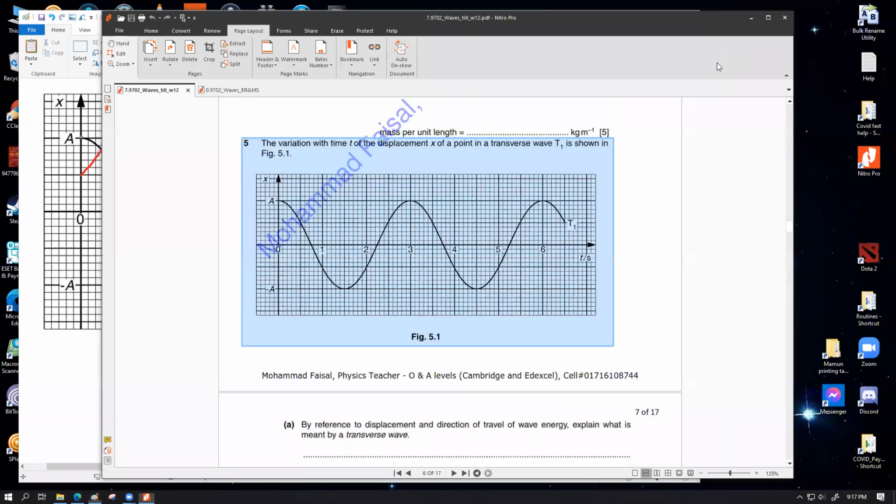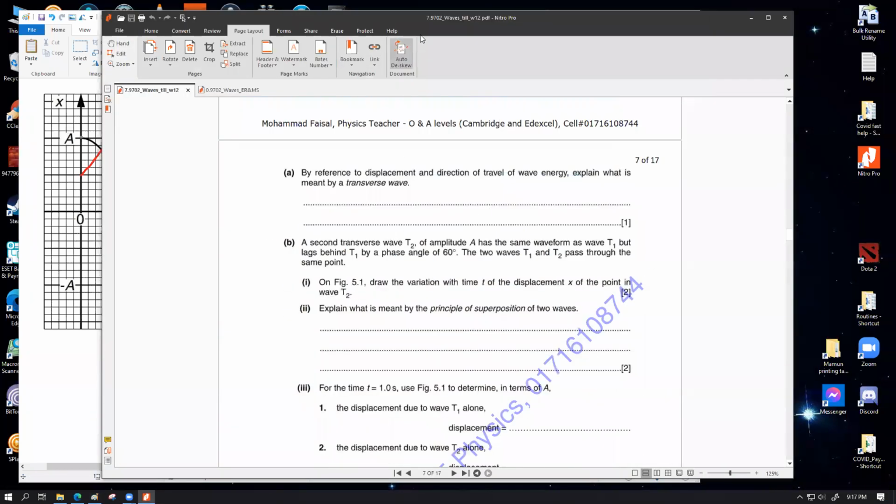So if we have a go at the next part of the question, have a look over here. It says, on figure 5.2, draw the vibration diagram of the point in wave T2. So we drew it and also labeled it. Explain what is meant by the principle of superposition of two waves. I did not teach you this principle by this exact heading. So this is something that you might have to churn out from your understanding. What do you understand by the principle of superposition?